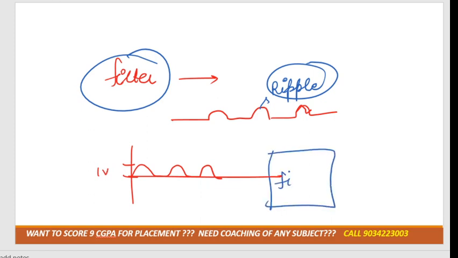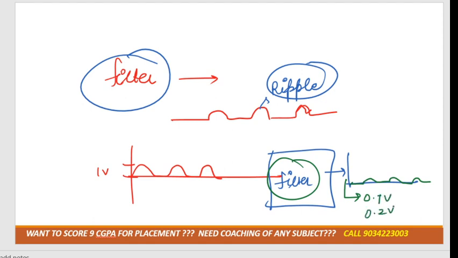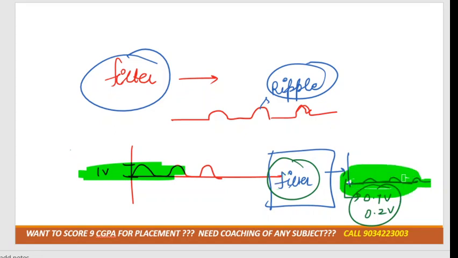Now you use a filter over here. What you want is that the ripple should be completely removed. Maybe the filter you are using would not completely remove the ripple. Maybe it will remove up to 90%, maybe up to 80%. So maybe in the output we'll get a voltage like 0.1 volt or maybe 0.2 volt. Understood the question? They have given a ripple of 1 volt. Now they are asking, after using filtering, how much ripple is reduced.